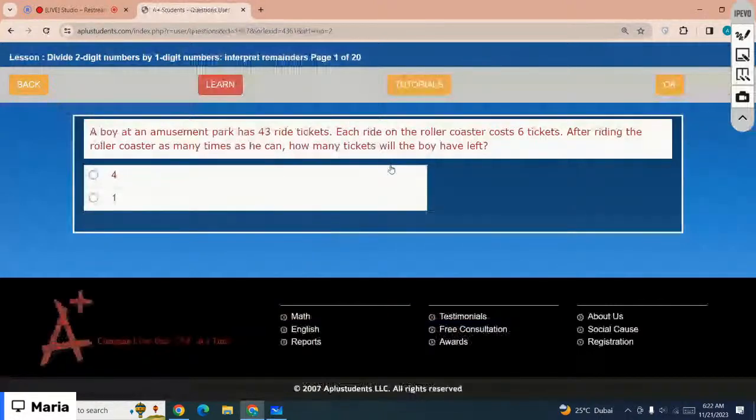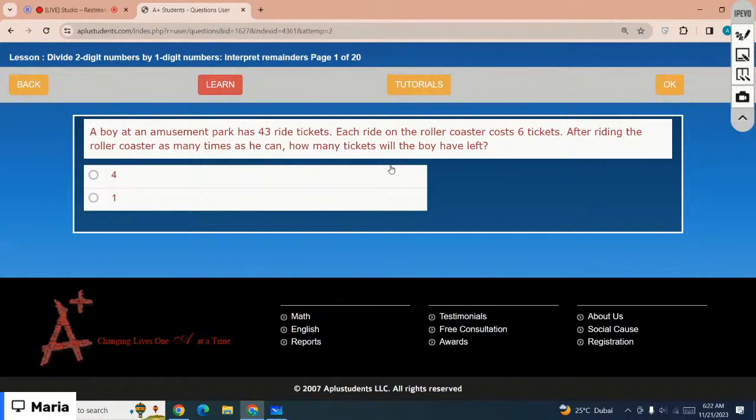Let's just start with the practice questions. A boy at an amusement park has 43 ride tickets. Each ride on the roller coaster costs 6 tickets. After riding the roller coaster as many times as he can, how many tickets will the boy have left?